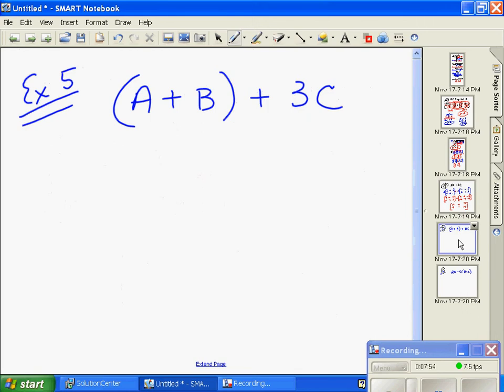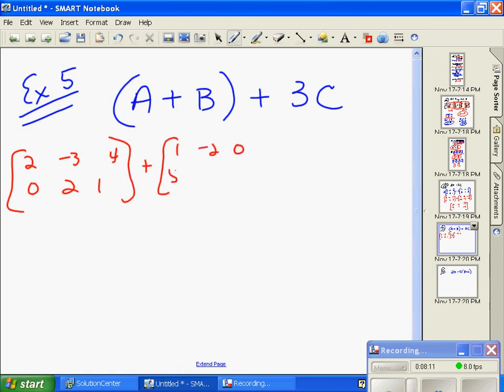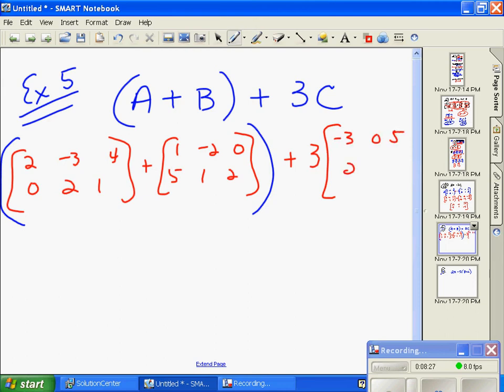Okay, moving on to example 5. I'm going to take A plus B and then I'm going to add that to 3 times C. So I'm going to physically write down 2, negative 3, 4, 0, 2, 1, then 1, negative 2, 0, 5, 1, 2. And double check and make sure I wrote those down right. Don't want to make a mistake on that. Now those two are going to be added together. And then I'm going to add to that 3 times matrix C, negative 3, 0, 5, 2, 1, 3.